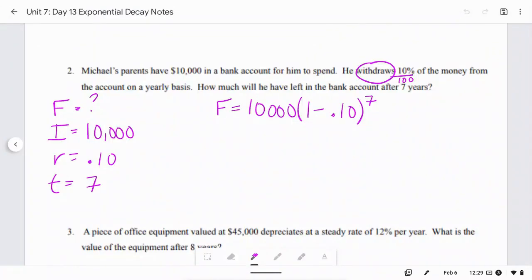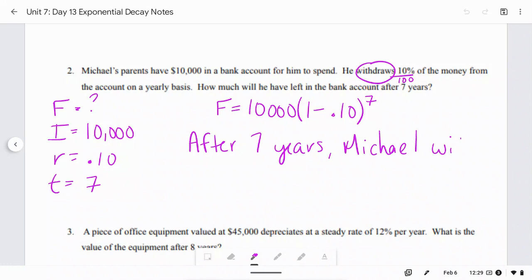So in my notes as a sentence, how much will he have left after 7 years? I'm going to say after 7 years, Michael will have $4,782.97 left.